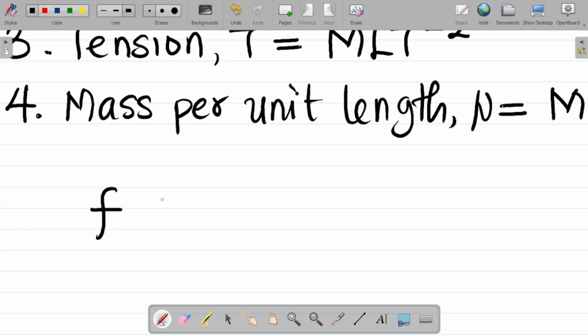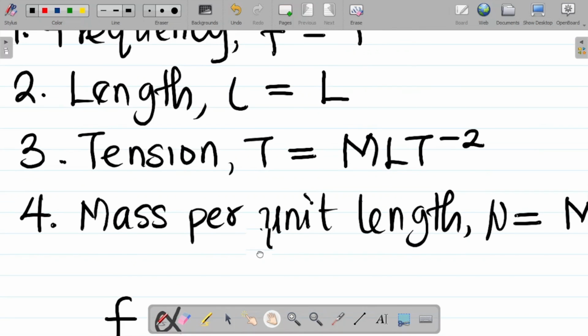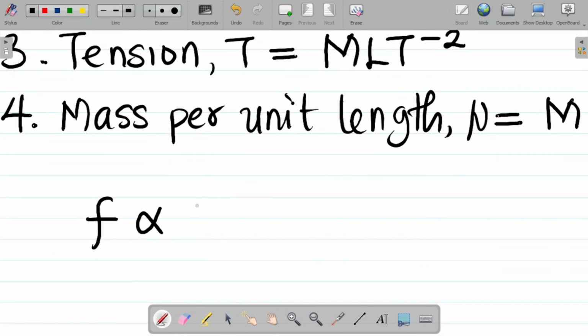To show dependence in mathematical form, we use direct proportionality. So f is directly proportional to, since it depends on the length, L. It also depends on tension, T. It also depends on mass per unit length, mu. So we have L, T, mu.